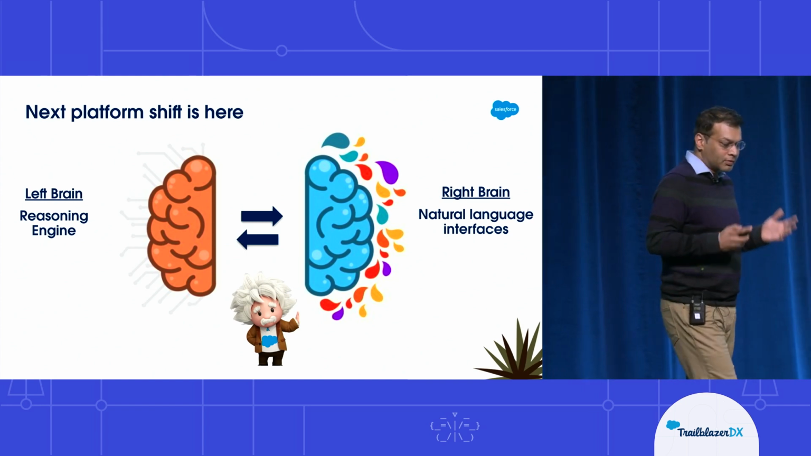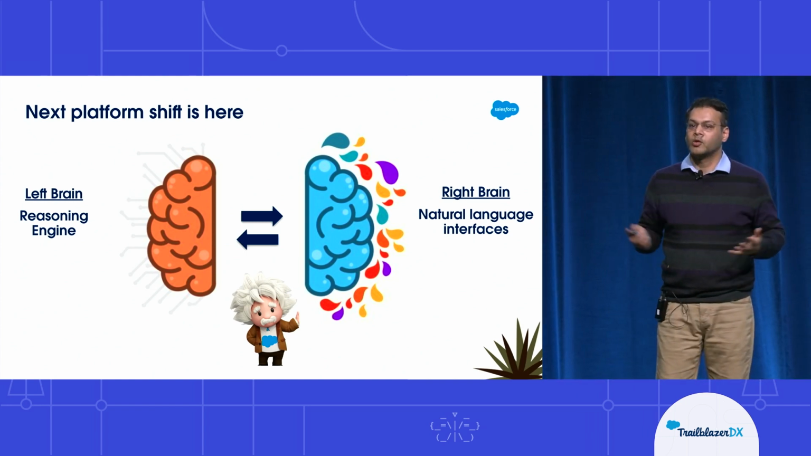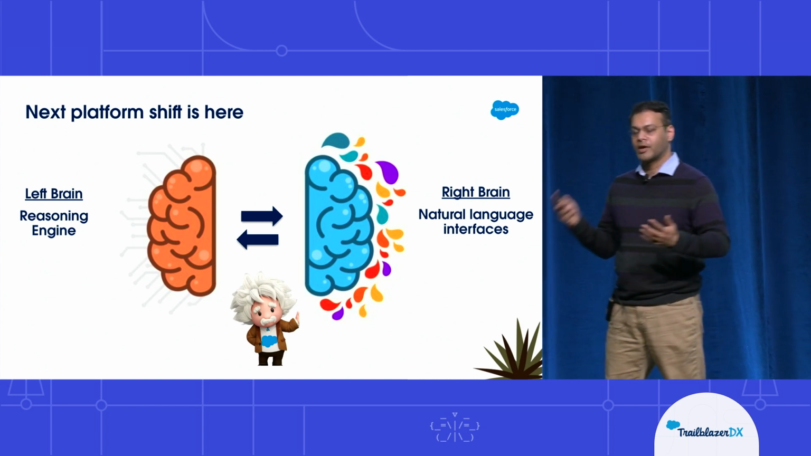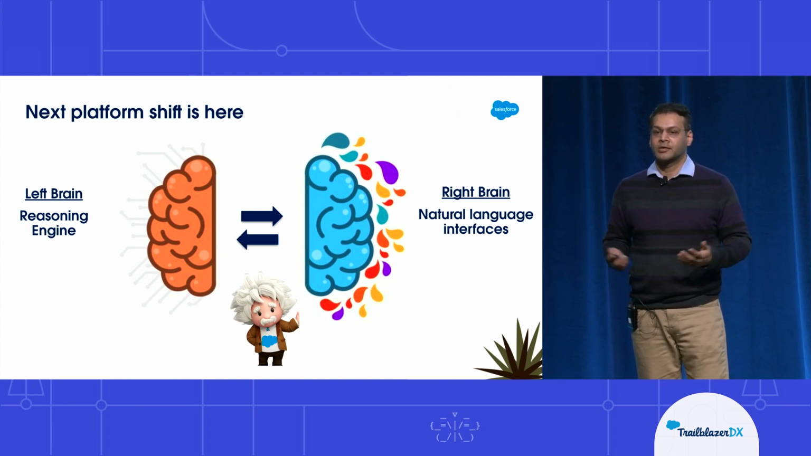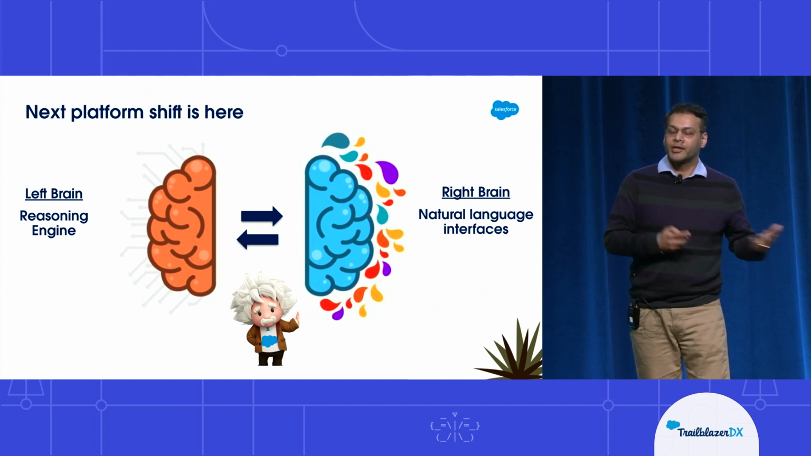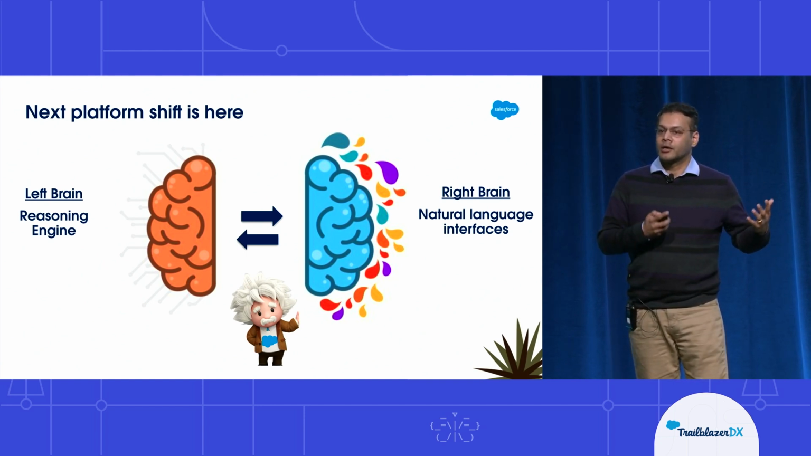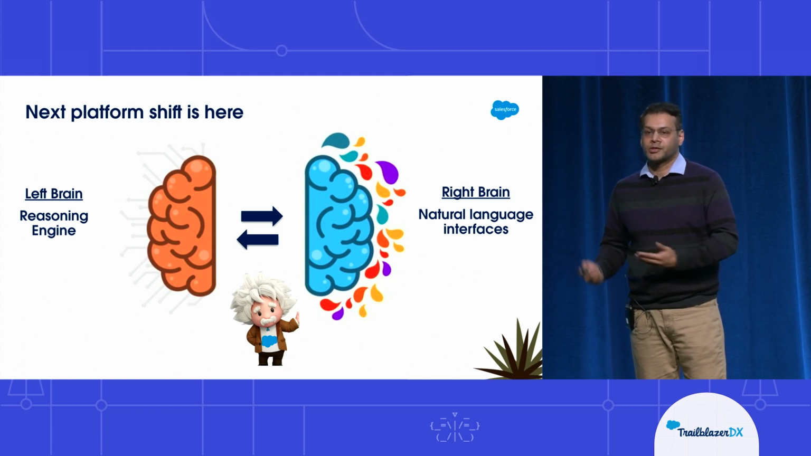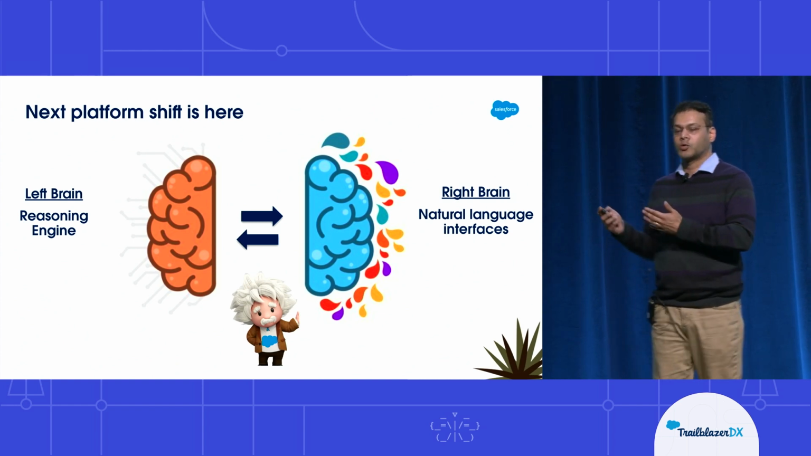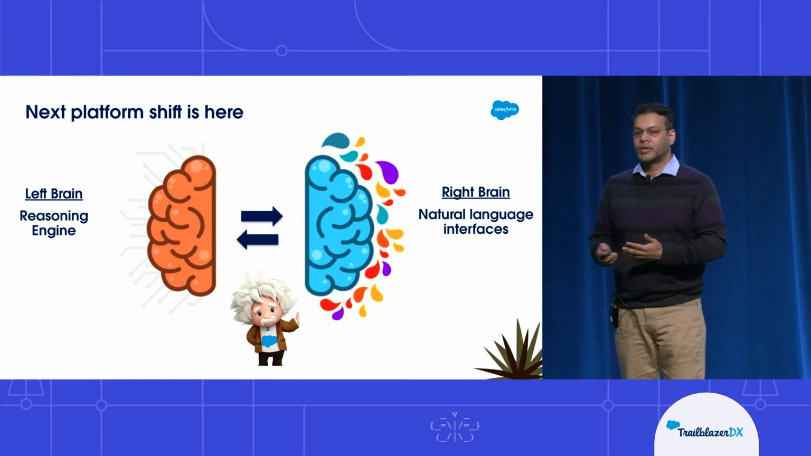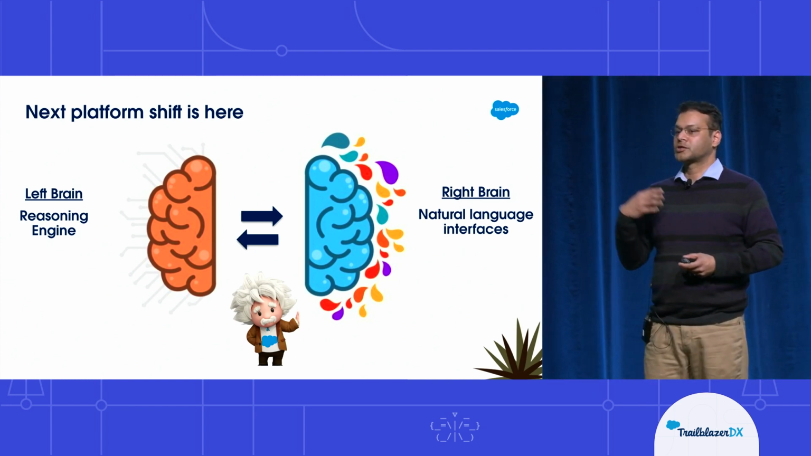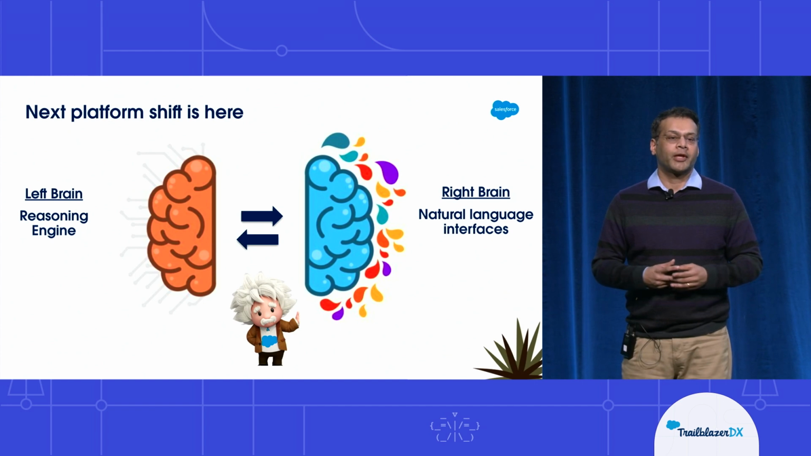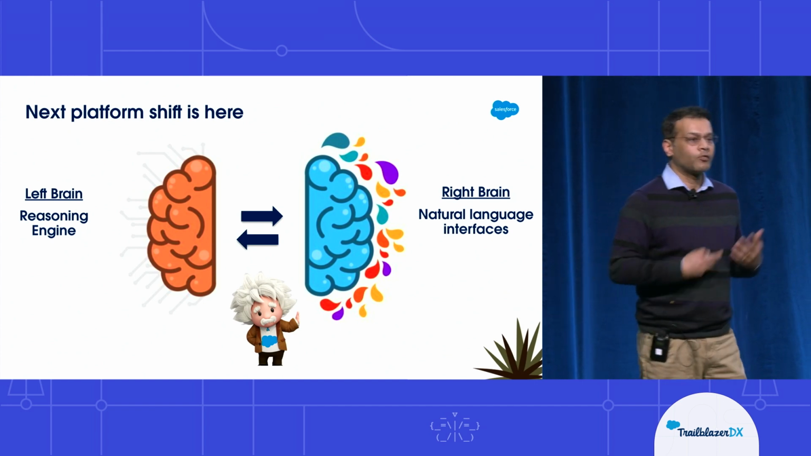The way I think of this is by thinking about the human brain. The human brain has two parts, left and right. The right brain is really about user interface, and that's the big shift. Over the decades, we have seen how humans converse with computers. It started off with click-based UI, it evolved to graphical interface UI, but the next big leap is natural language interface.